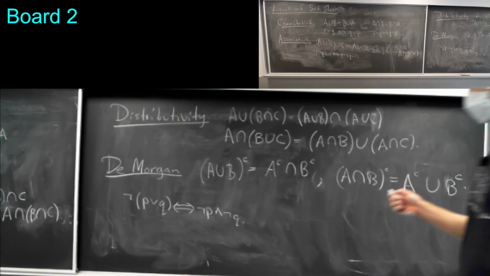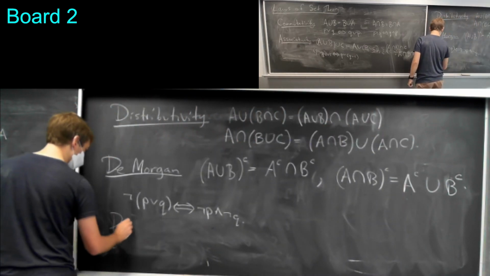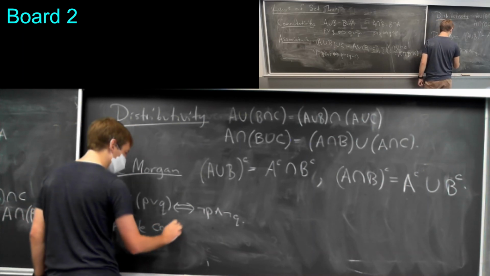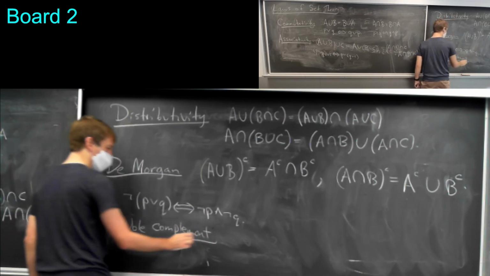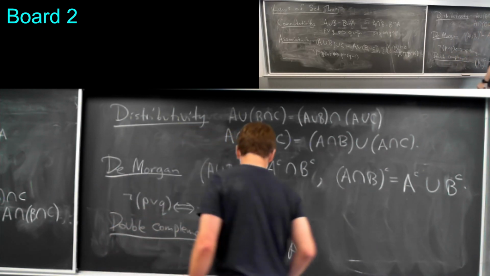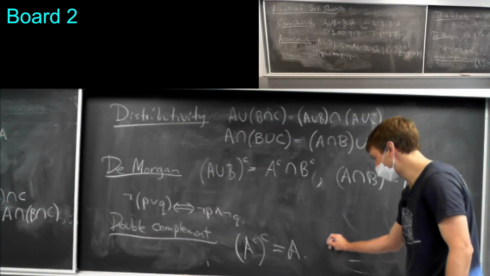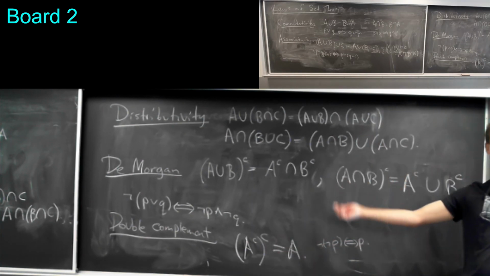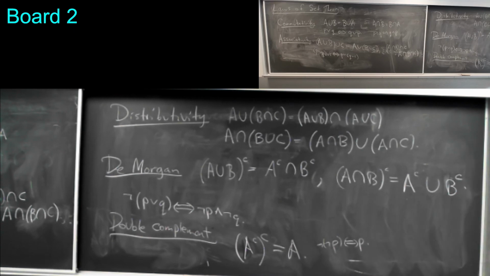How about this double complement? So double complement is like double negation. If I take A complement complement, that's equal to A. Right? And that's analogous to not not P being logically equivalent to P. If you complement and then you complement, you get back to the same set.